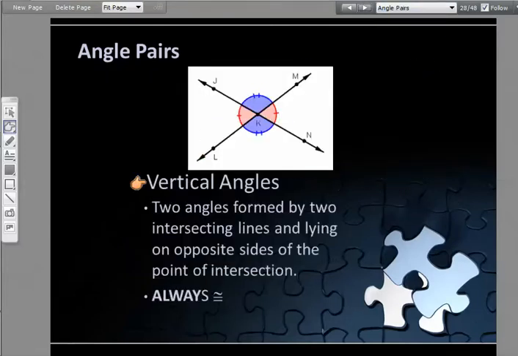More about angle pairs. You've got vertical angles. Here's the definition. There's what you've got to remember: vertical angles are always congruent.